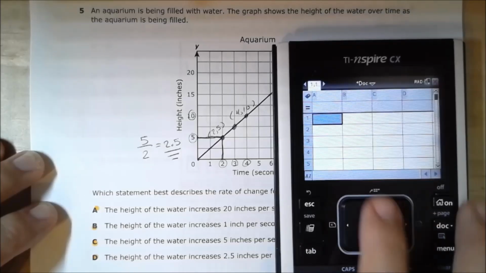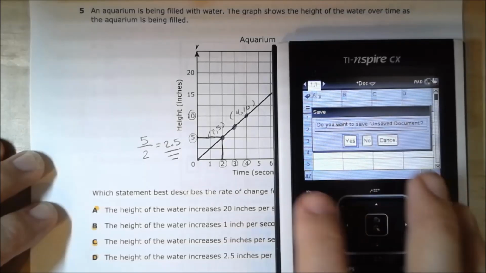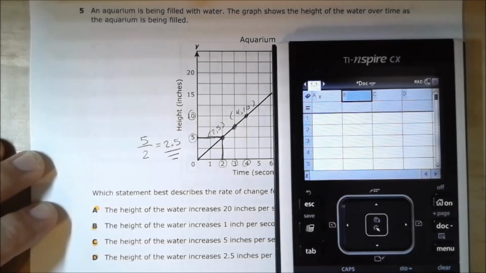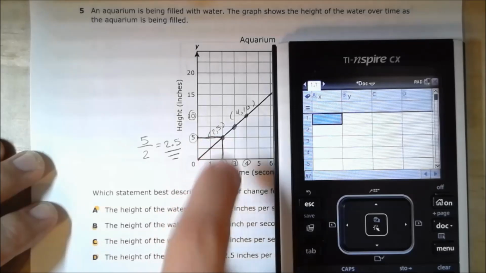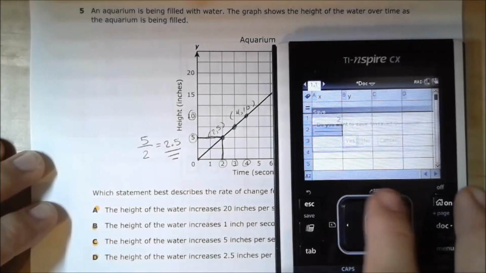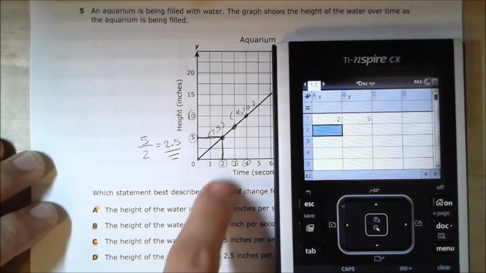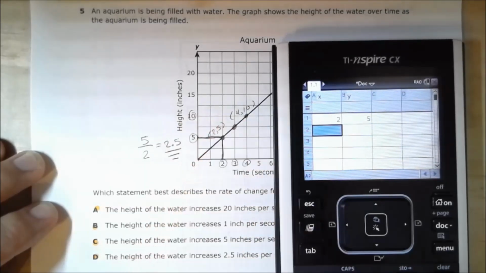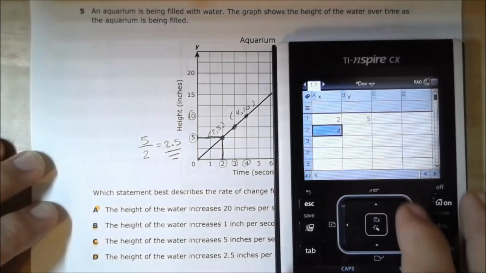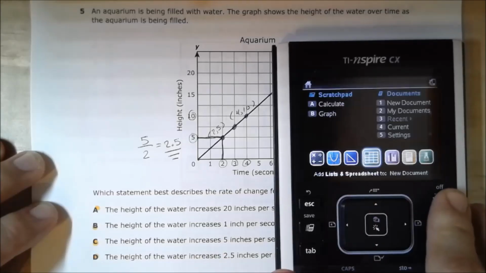Hit enter. You want to change A to X, change your B to Y, and we're going to put in our points. So we had 2, 5, right? Because 2 matched up, and then with 5. So we have 2 for X, and we have 5 for Y. And then our next point, we had 4 on the X axis, and we had 10 on the Y. So 4 and 10. Now I'm going to leave this right here. I'm going to hit home.